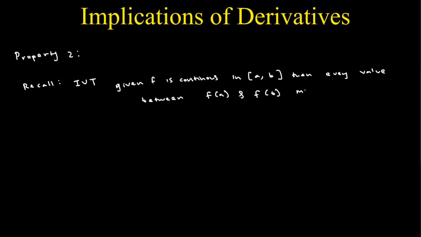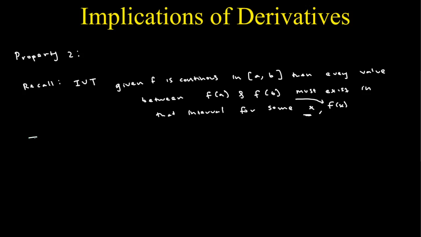must exist in that interval for some x, f of x, right? So every value between this interval must exist in f of x for some value x, right? So that was the intermediate value theorem for just a function f, right? Now there's also an intermediate value theorem of derivatives.